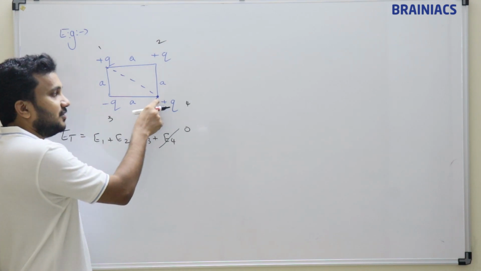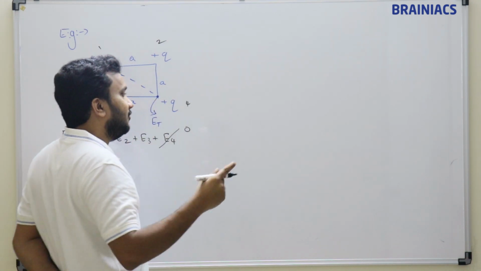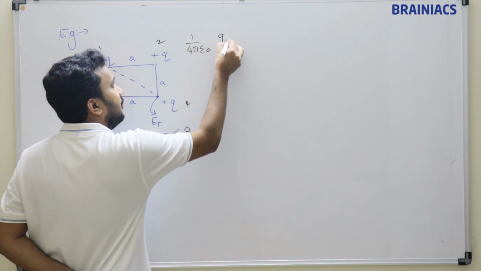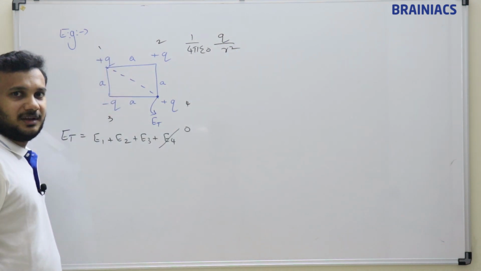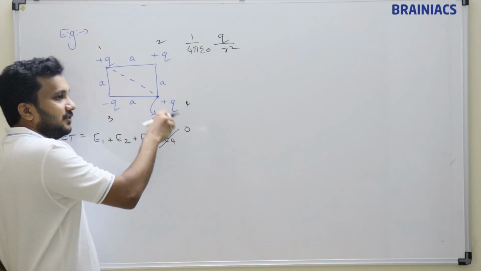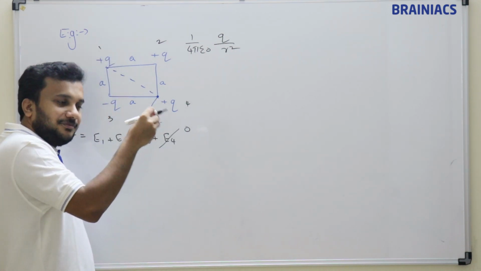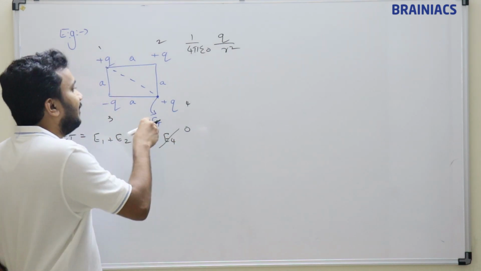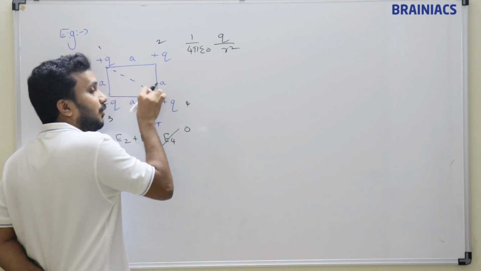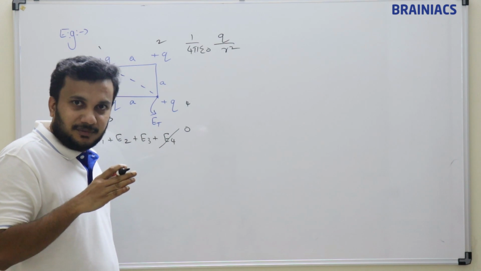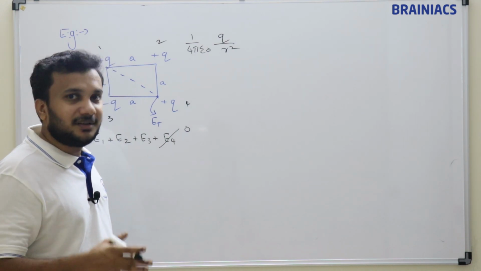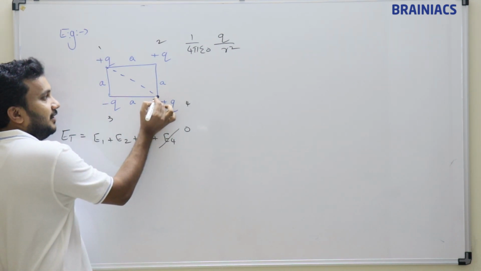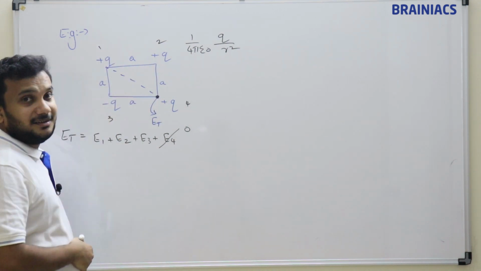Why? The general equation of electric field at a certain point is 1 by 4 pi epsilon 0, Q by R square, where R is the distance from that point. So what will be the electric field at that point itself? We cannot calculate the electric field at that point itself, it's in the middle of the charges. Whenever we go out to a certain distance only, the electric field can be calculated. So this part is not there. We are only going to calculate the electric field because of the other three charges.